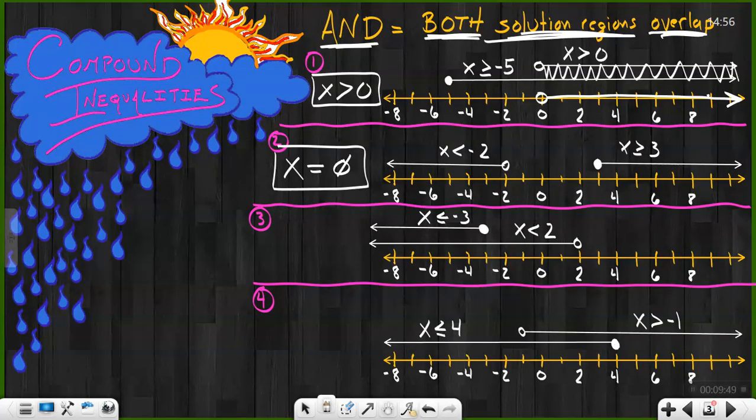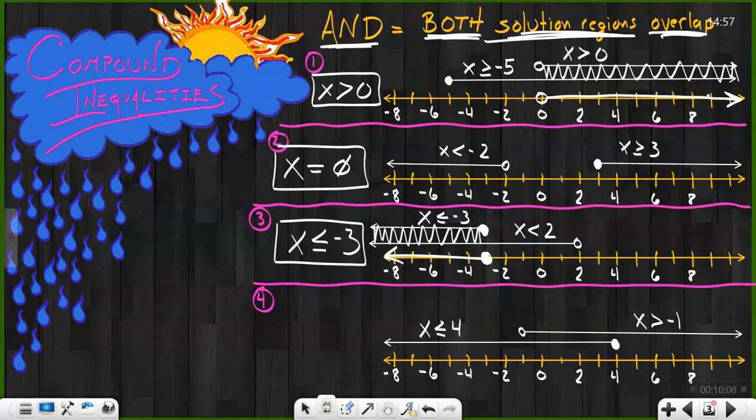Let's look at number 3. Again, we want to look at the overlapping region. And means we want both. So this is where they overlap, all the way up to and including negative 3. So it's going to be negative 3 and less than. So x is less than or equal to negative 3.